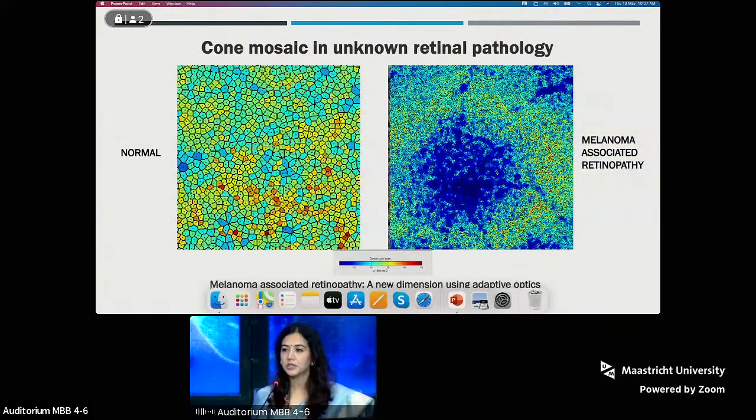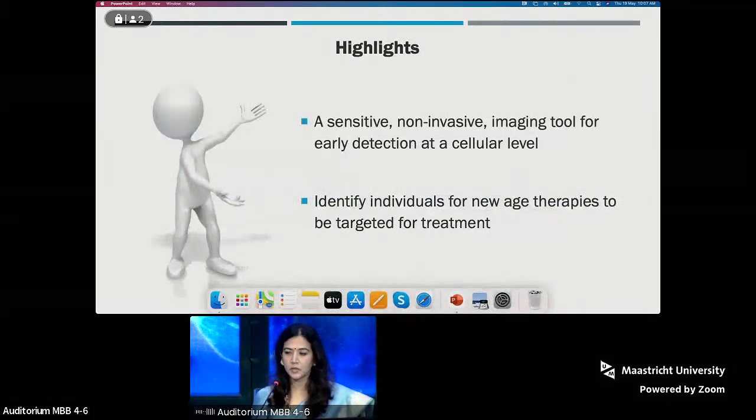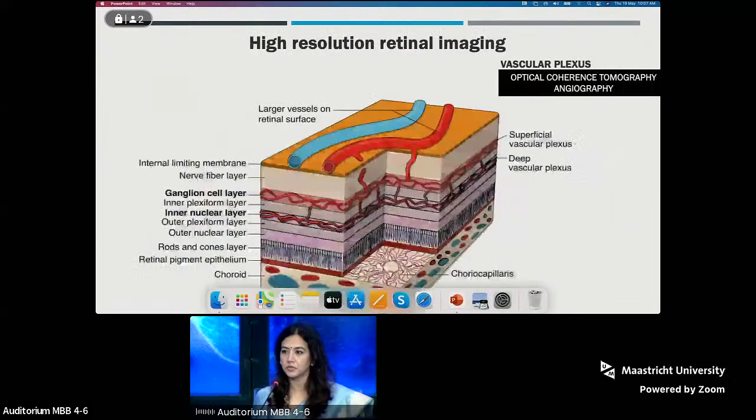This was a patient in whom we didn't know the pathology, and it helped us diagnose melanoma-associated retinopathy. The patient actually had a melanoma on the foot and an autoimmune response in the eye with which the cone count decreased. So it's a highly sensitive, non-invasive imaging tool for early diagnosis at a cellular level, and we can identify individuals for new-age therapies who can be targeted for treatment.